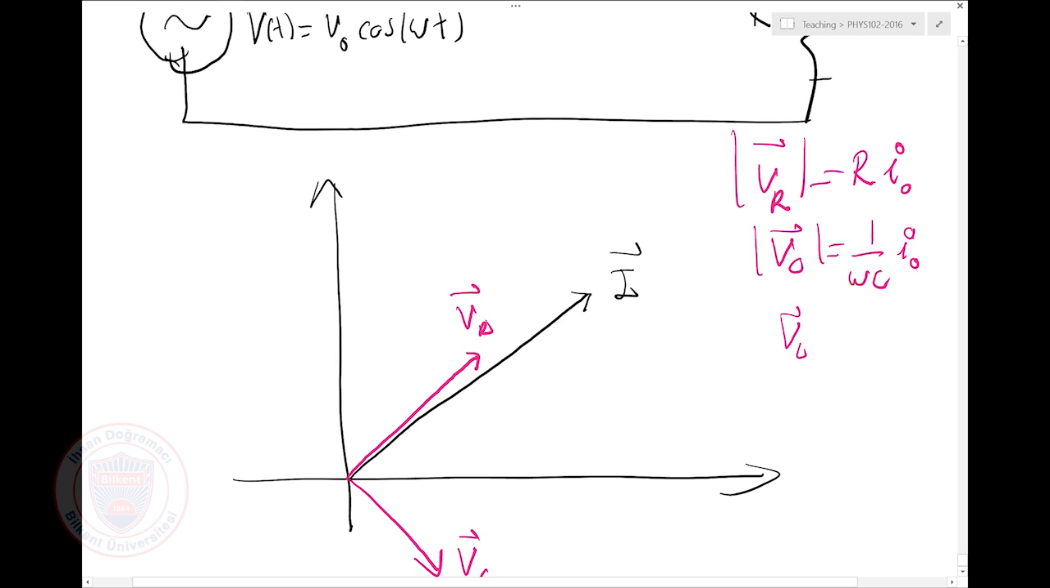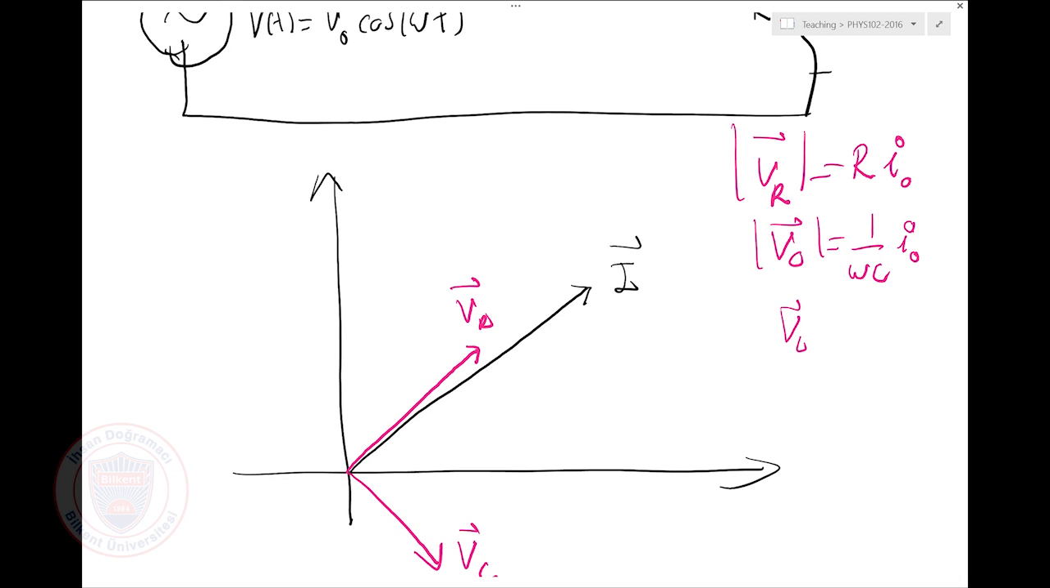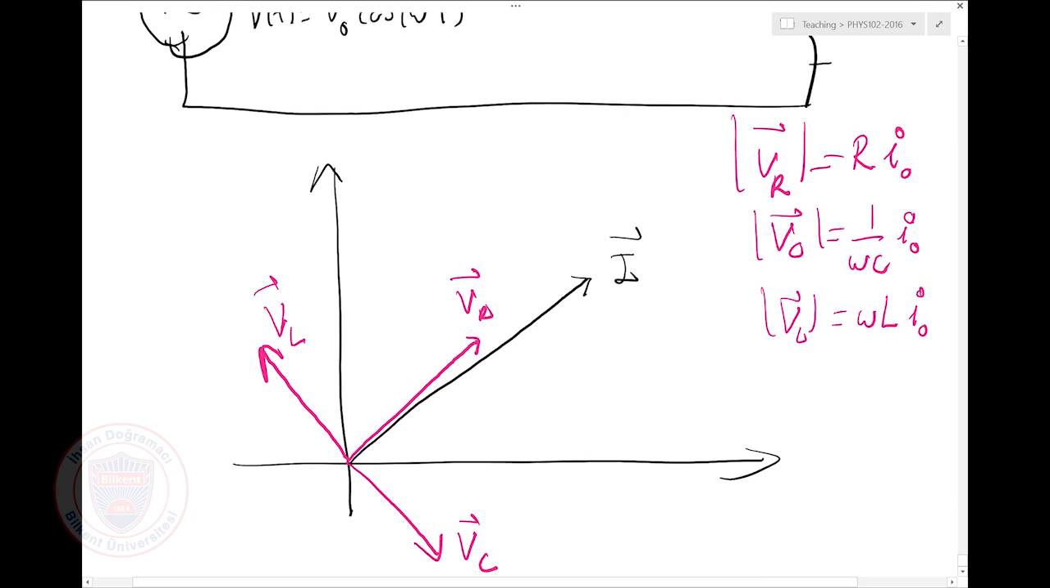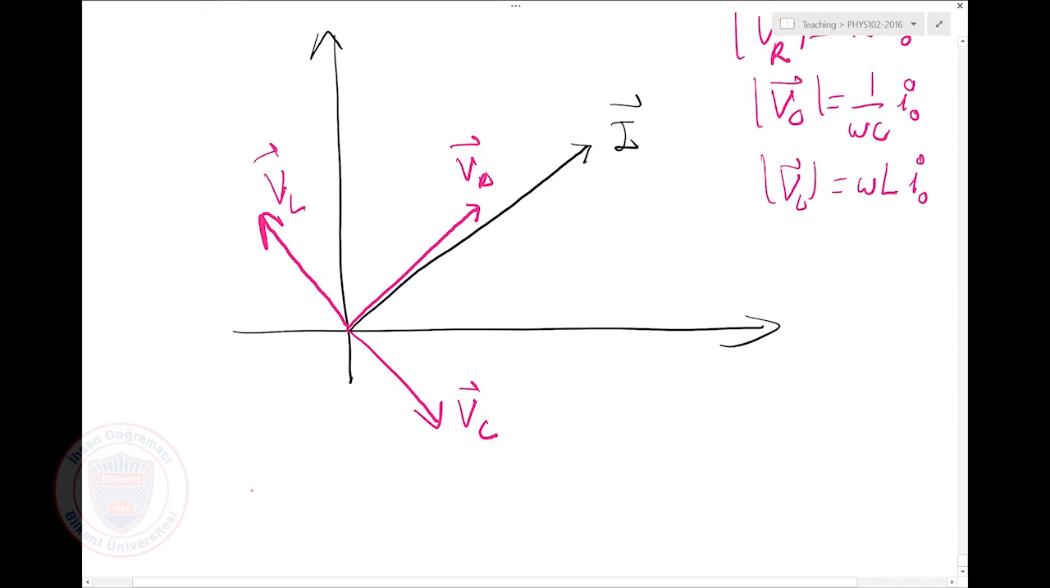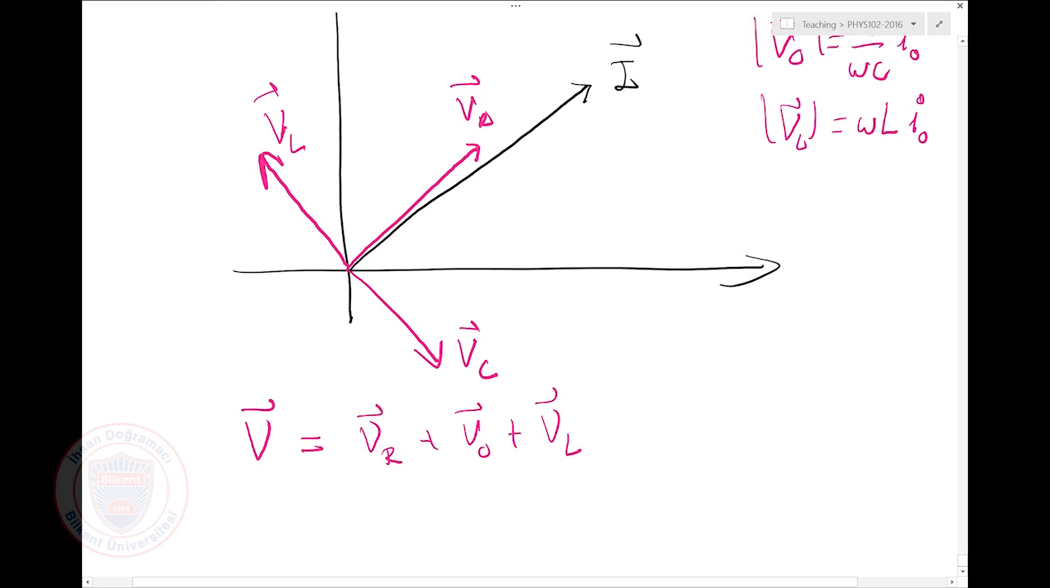How about VL, the direction? We have found it was just the opposite. Now voltage is leading the current for an inductor. So the voltage is going to be in that direction. VL magnitude is omega L times I0. Now, how do I find the total voltage vector? It's going to be the sum of these three vectors.